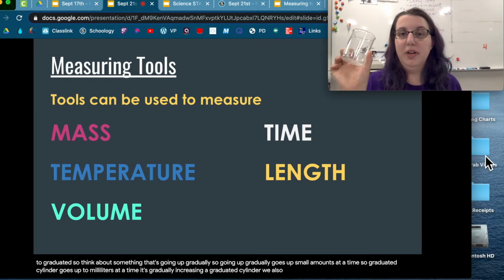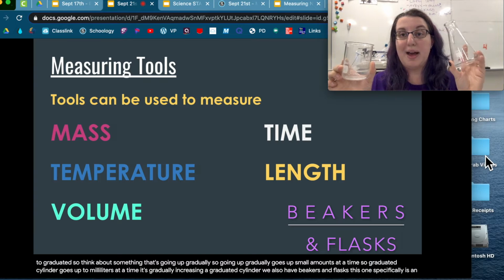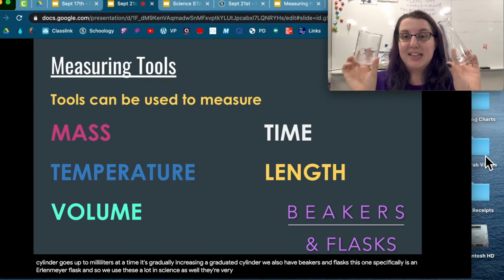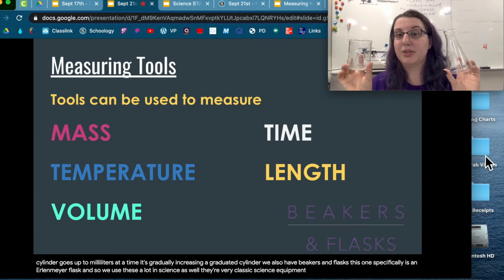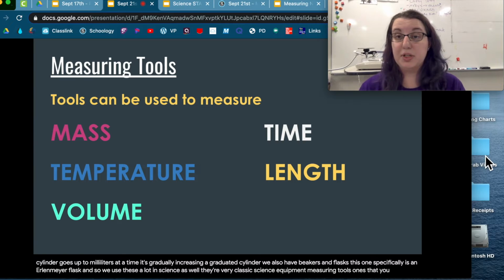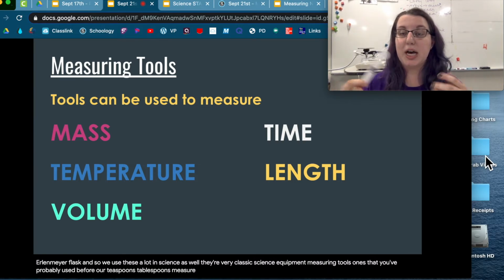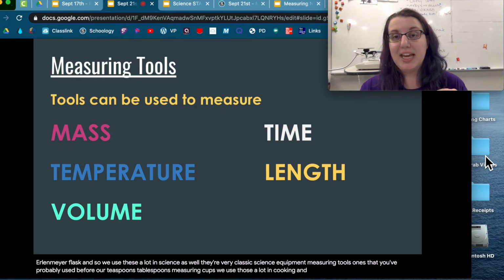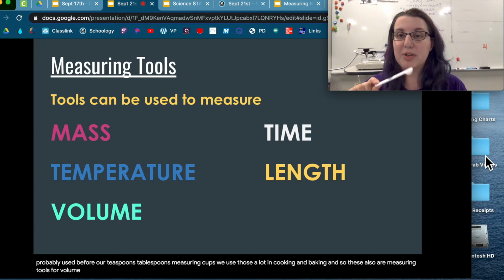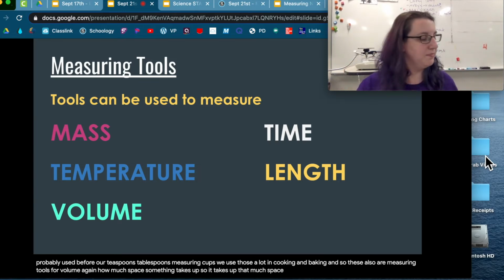And we also have beakers and flasks. This one specifically is an Erlenmeyer flask. And so we use these a lot in science as well. They're very classic science equipment measuring tools. Ones that you've probably used before are teaspoons, tablespoons, measuring cups. We use those a lot in cooking and baking. And so these also are measuring tools for volume. Again, how much space something takes up. So it takes up that much space.